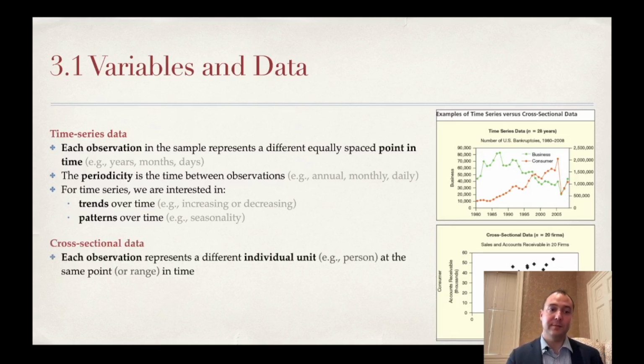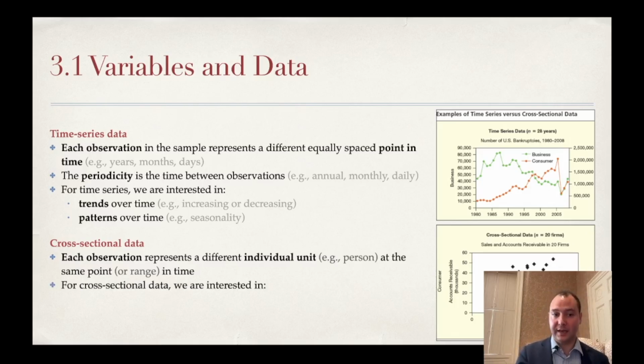Cross-sectional data means that each observation represents a different individual unit, a person, a company, at the same point in time. For example, right now, what is everybody's height? Or at the end of the year, what is everybody's weight at that time? That would be a cross-sectional data set.